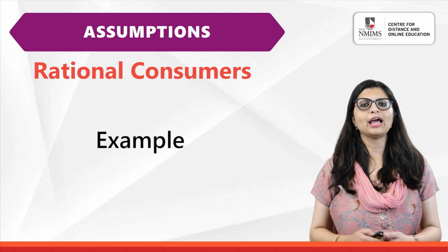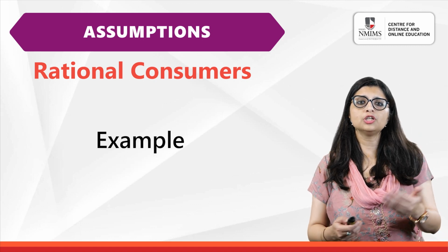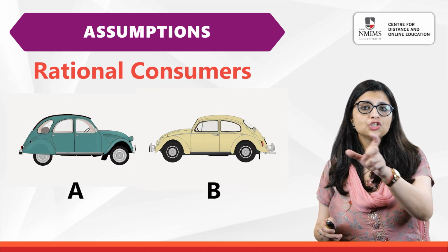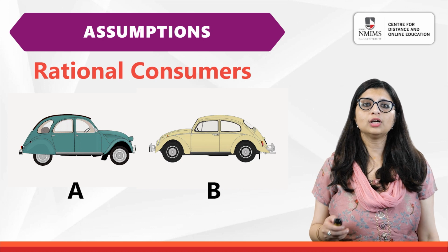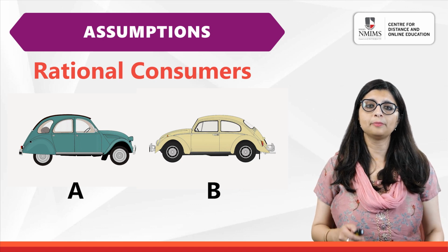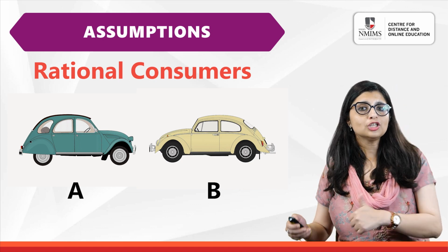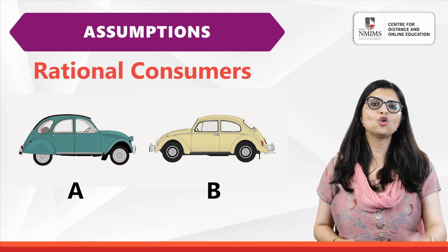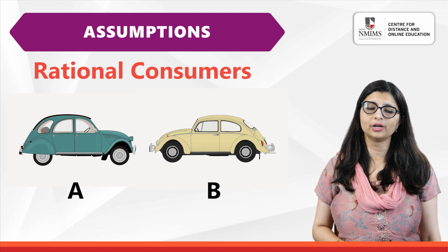An example of a rational consumer would be a person choosing between two cars. So let's say car B is cheaper than car A, so the consumer purchases car B. While rational choice theory is logical and easy to understand, it is often contradicted in the real world.